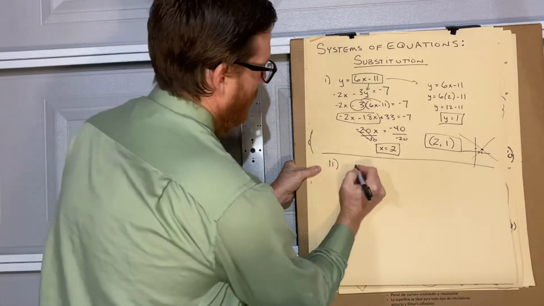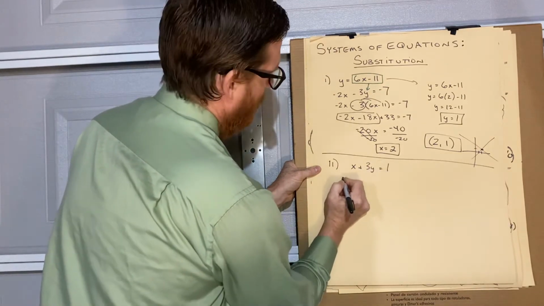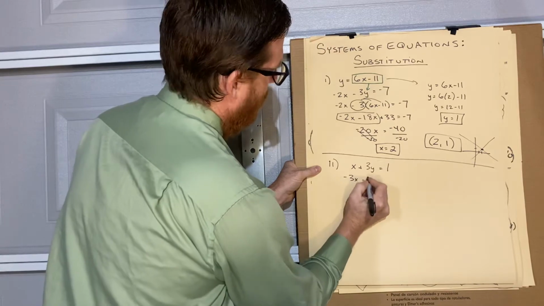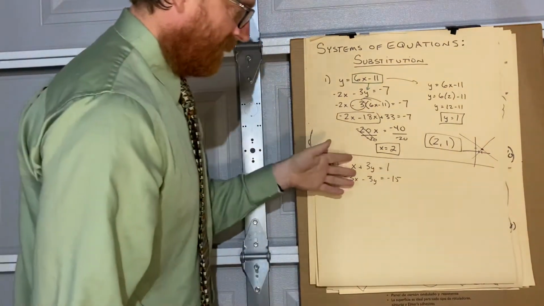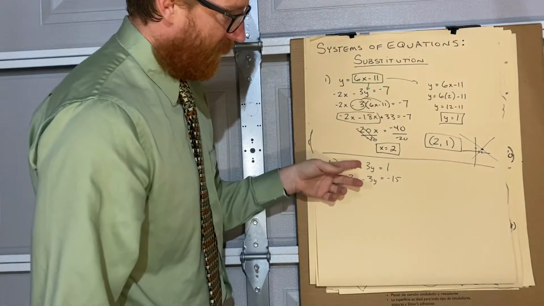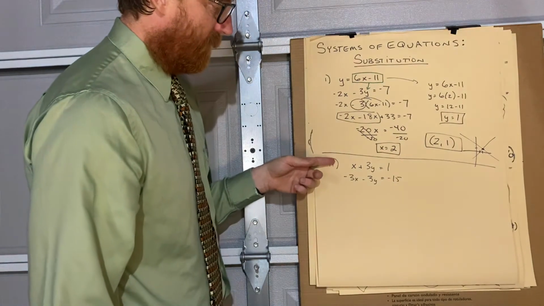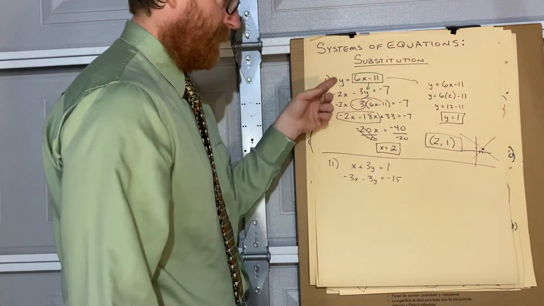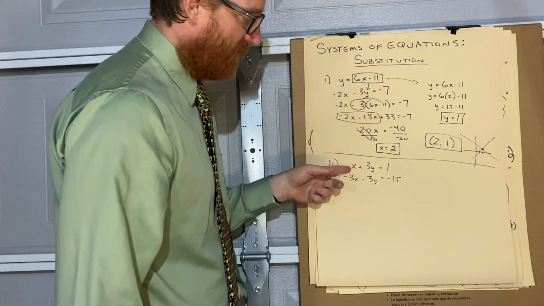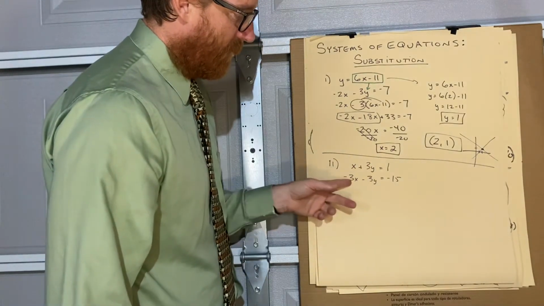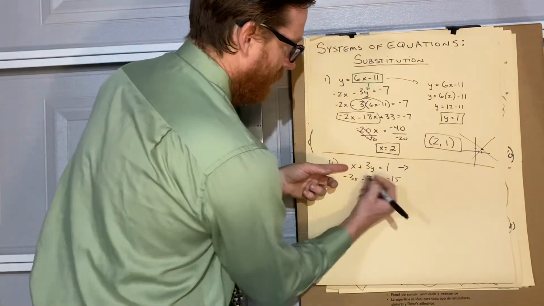Just jumping to number 11, x plus 3y equals 1, and negative 3x minus 3y equals negative 15. When I see this, I see that we could use elimination here, positive 3y and a negative 3y, but this is the substitution worksheet, so we're going to do this with substitution. Up here we had y equals something, but here I see this x kind of hanging out by itself. Not connected to any other coefficient. So I'm going to try to solve this equation. I'm going to move this over here and say, let's solve for x.